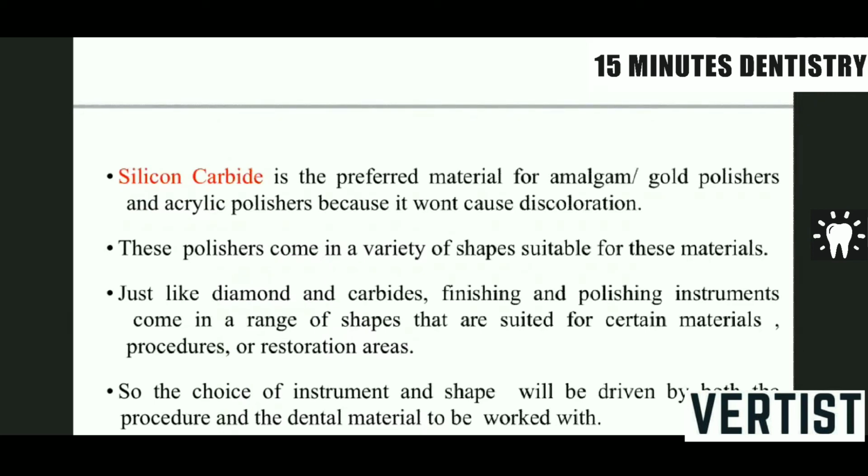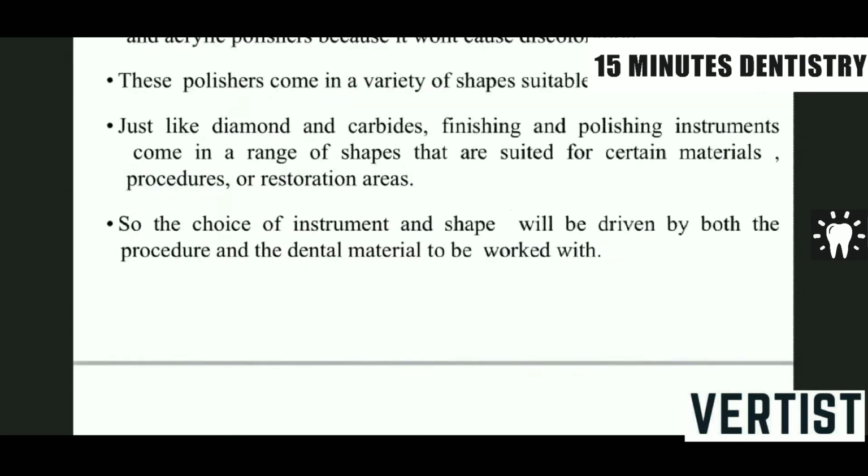This comes in variable shapes and suitable materials so that it can be used in different parts of the oral cavity. Just like diamond and carbide, finishing and polishing instruments come in a range of shapes suitable for certain materials and procedures. So the choice of the instrument and the shape will be decided by both procedure and material. Finishing and polishing agents will not be the same for amalgam. They will not be the same for composite. They will differ by the choice of material and the place where the restoration has to be finished and polished.